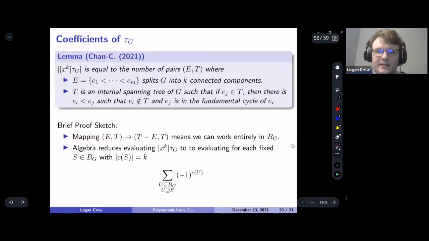Where does this basically come from? We can map the edge set to the tree minus the edge set, and what this means is we can work entirely within this broken circuit complex during our proof. And there's some slightly tedious algebra I'm not going to go through, but ultimately this question ends up being equivalent to taking a fixed element of the broken circuit complex with k components, and we want to sum over all other elements of this complex that are bigger than it. And it's going to be a weighted sum over its number of connected components.